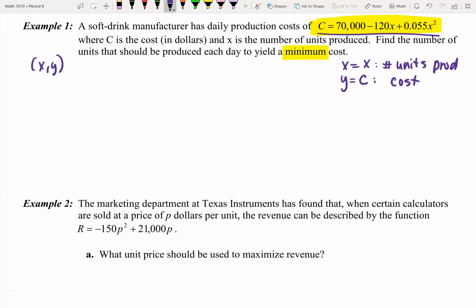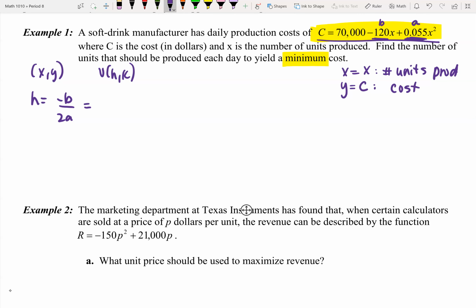So anyway, remember when we were finding the vertex (h, k) and h is negative b over 2a? That's all we're doing. So we've done this before. Your a is in front of the x squared. It's right there, 0.055. Your b is in front of the x, so that's negative 120, and your c is 70,000. So negative b, that's negative 120, over 2 times a, which is 0.055.